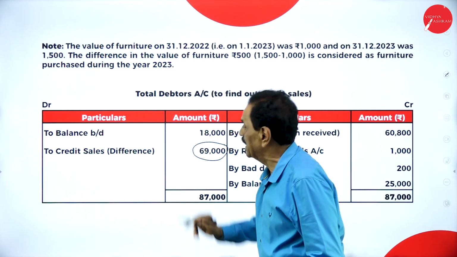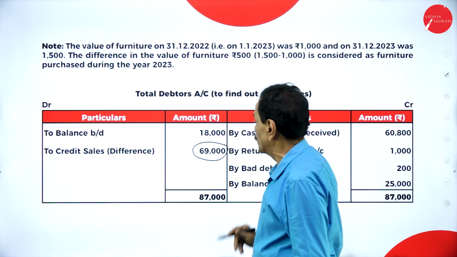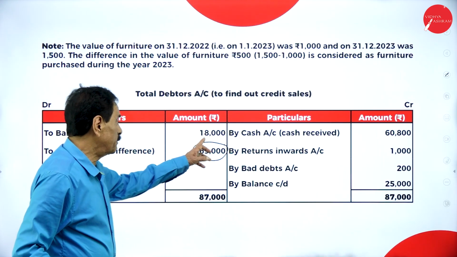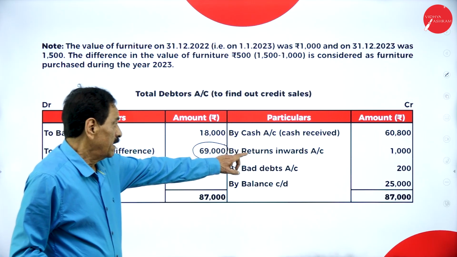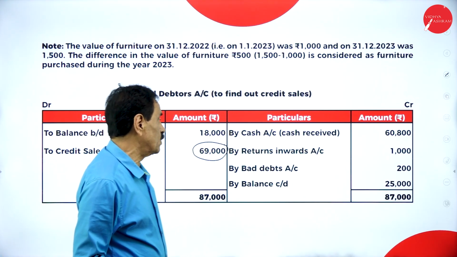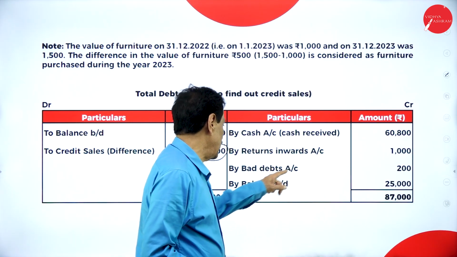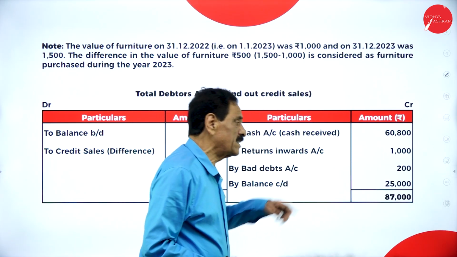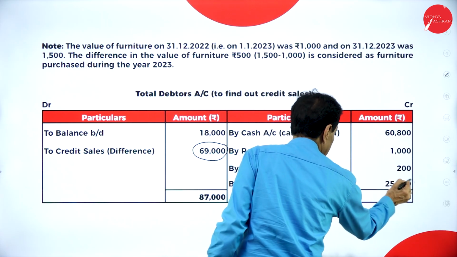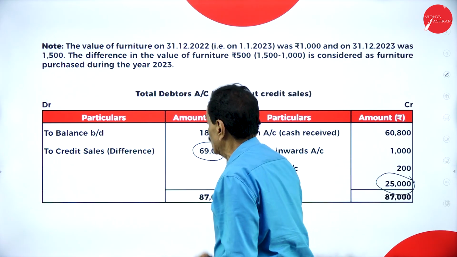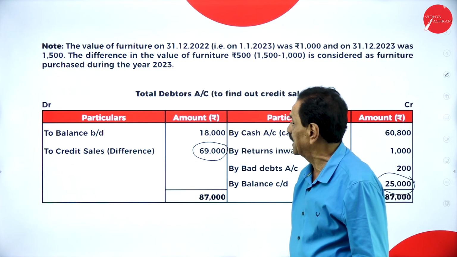Then we prepare the debtor account to find out the credit sale. We started with the opening balance of 18,000. Cash receipts from debtor 60,800. Return inward, sales return, is 1,000. Bad debt, there is no discount allowed. Balance carried down 25,000. This is your closing debtor. The difference is 69,000, which is the credit sale.